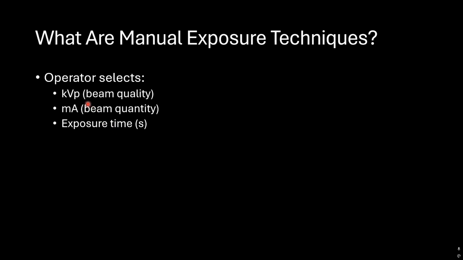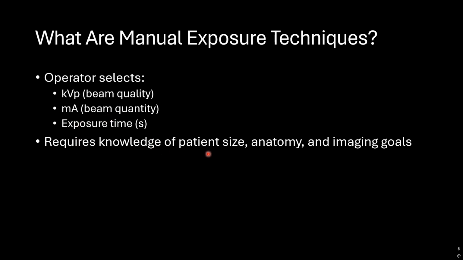So the operator or the technologist can select these parameters, kVp to control the beam quality, and the mA to control the beam quantity, and the exposure time. These parameters require knowledge of patient size, anatomy, and imaging goals. If the technologist wants to adjust these parameters, he or she needs to have that knowledge about the anatomy, the patient size, and the imaging goals.